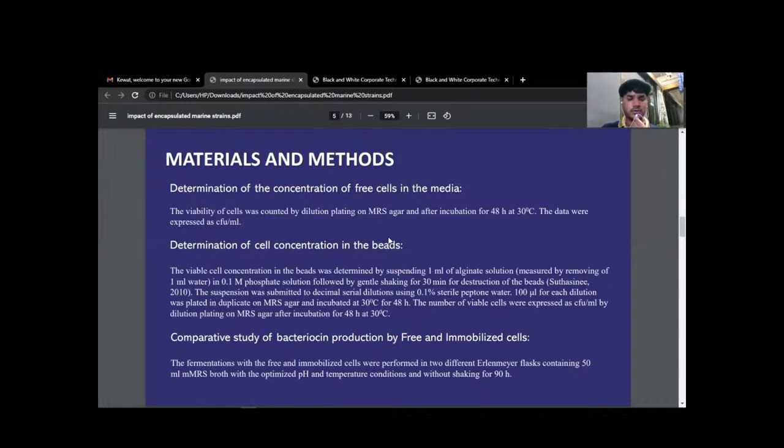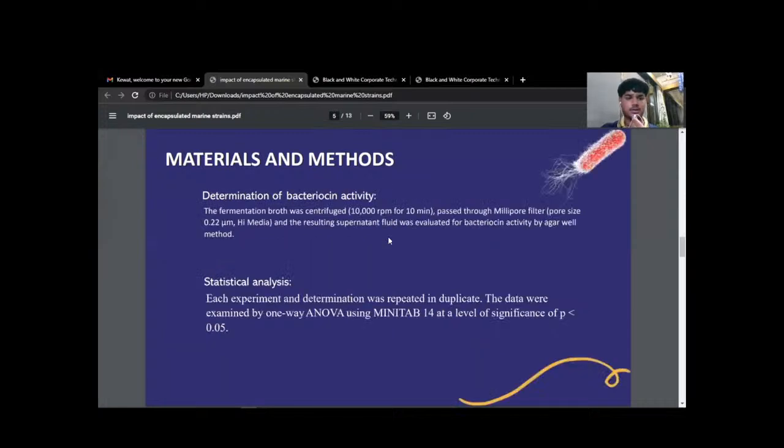Comparative study of bacteriocin production by free and immobilized cells. The fermentations with the free and immobilized cells were performed in two different Erlenmeyer flasks containing MRS broth with the optimized pH and temperature conditions, with and without shaking, for 90 hours. Determination of bacteriocin activity. The fermentation broth was centrifuged, passed through a millipore filter, and the resulting supernatant fluid was evaluated for bacteriocin activity by agar well method.